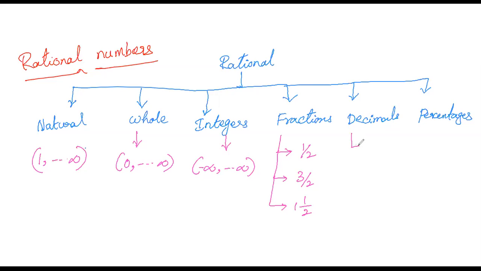It's just decimal numbers. We do have a decimal point in it, like 2.4 or 5.92. It can be any number of digits after the decimal or before the decimal. It doesn't matter. For example, 492.265. So all these types of decimal numbers are also rational numbers.